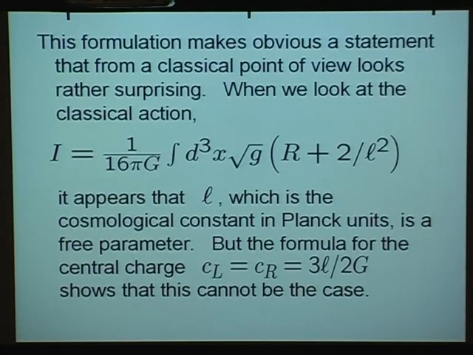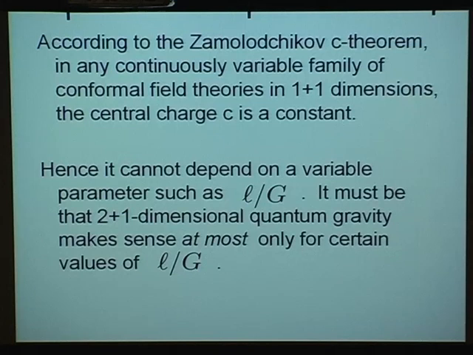Now, if you approach it this way, then there's something which is obvious, even though it's rather surprising classically. We're going to go back to pure gravity. And now there's a constant in the Lagrangian, L. It's basically the cosmological constant in Planck units. Classically, it looks like a free parameter. But the formula for the central charge shows that that's wrong. The dimensionless ratio L over G can't be a free parameter, because it's the central charge of a conformal field theory. And according to the c-theorem, whenever you have a two-dimensional conformal field theory that depends on a variable parameter, the central charge is constant.